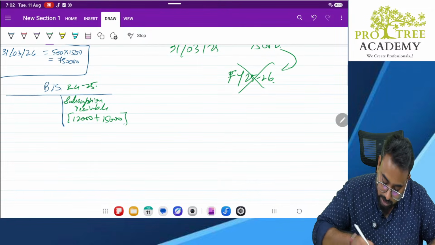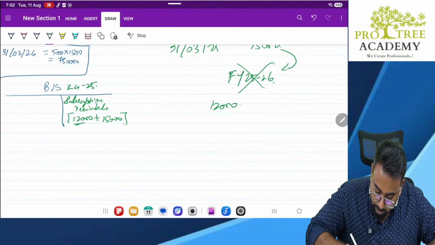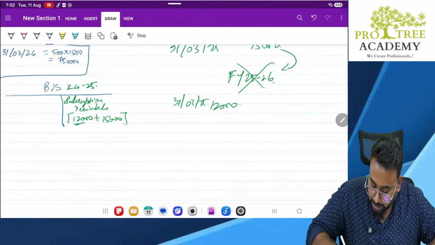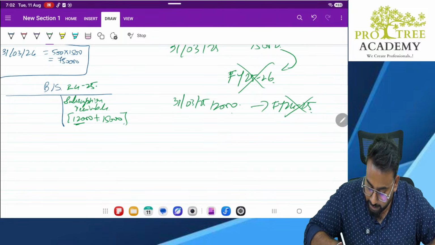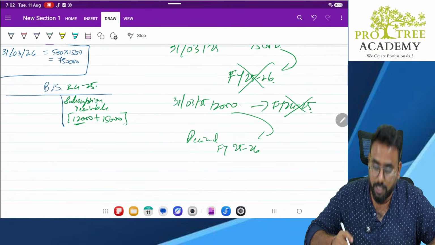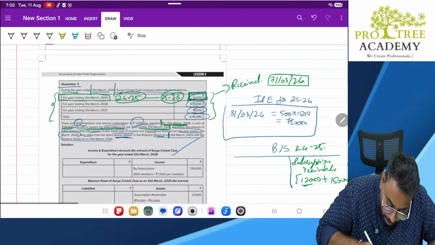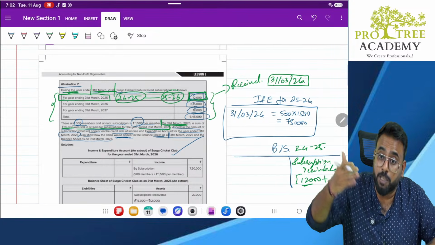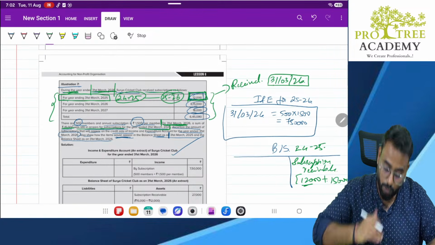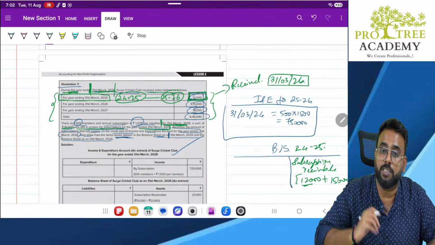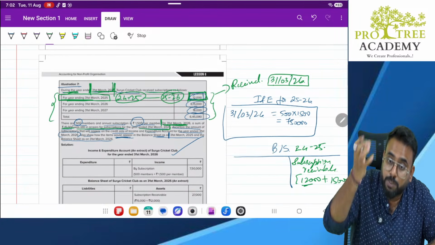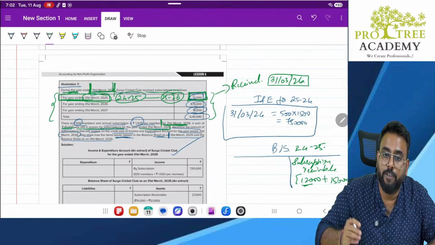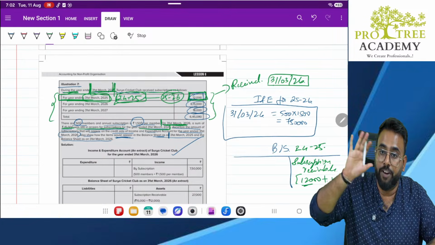Whereas this 12,000 was receivable on 31st March 25. That is, in financial year 24-25, it was not received. But the same has been received in financial year 25-26. Sir, where did you get this information? Here. During the year ended 31st March 26, Surya Club received subscription as follows. So received before 31st March. In that they have received subscription of 31st March 2025. That means they have received subscription for 24-25.